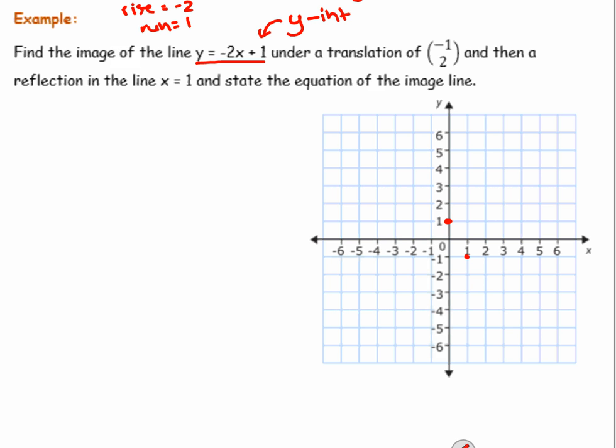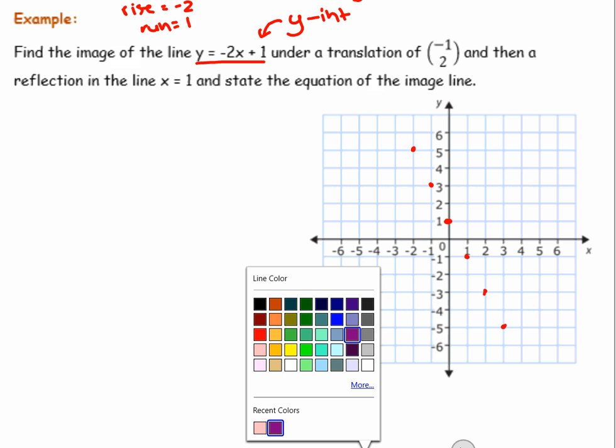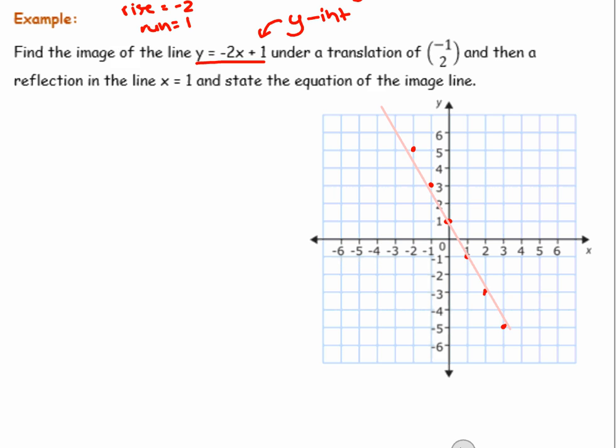Down 2, across 1. Up 2, across 1. Yep. Down we go. Kind of more like that. There we go. Nice. And we can call this one y equals negative 2x plus 1. So that's the original line.